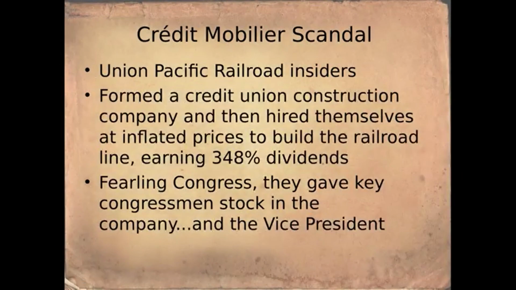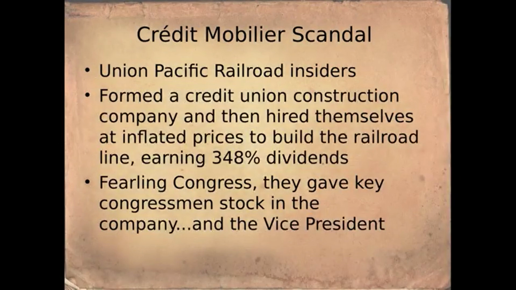Another example involves a company, and actually there's three of them, but then we'll move on to the Native American question. But this scandal is called the Credit Mobilier scandal, where the Union Pacific Railroad insiders basically form a construction company credit union, and they hire themselves at inflated prices to build railroad lines, earning 300 to 350% dividends, and they come up with this way to basically exorbitantly increase the price of building a railroad. And because they're a credit union, Congress is basically giving them money to do this.